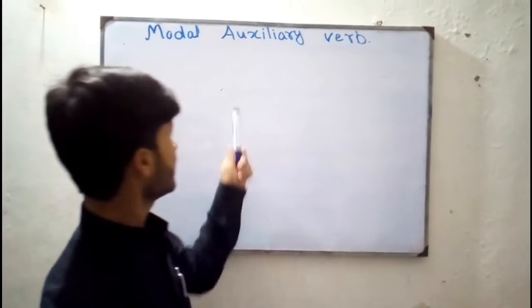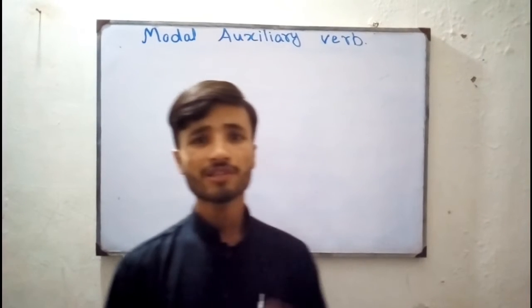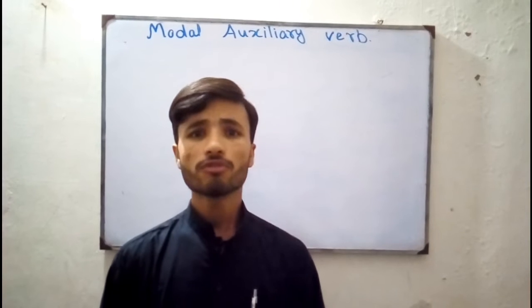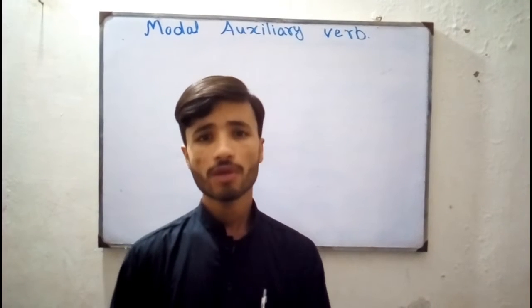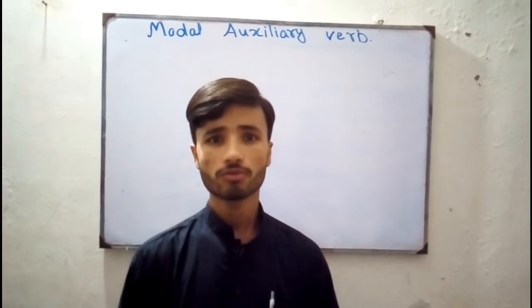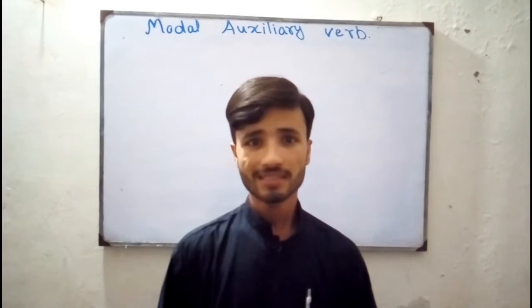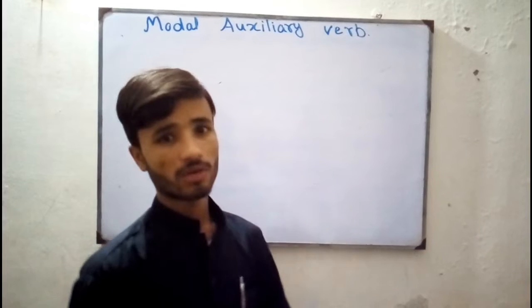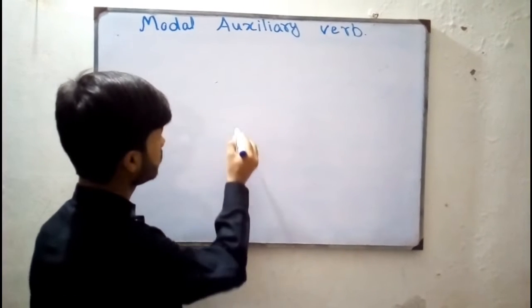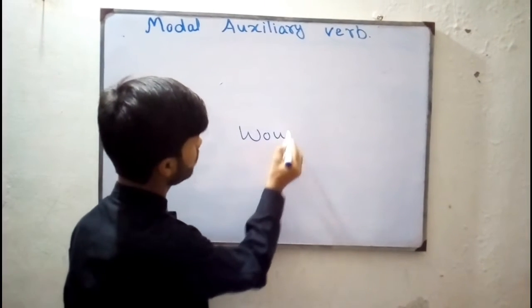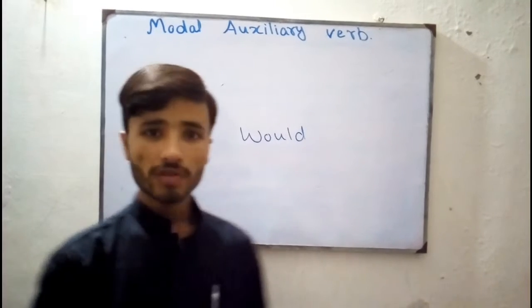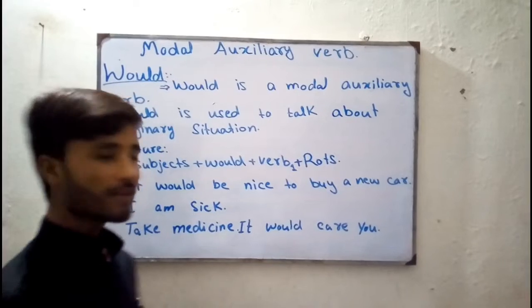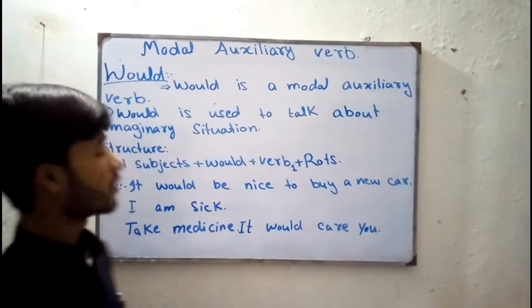So the topic is modal auxiliary verb. Guys, I have already explained 3 modal auxiliary verbs in previous videos. The link of those videos is given in the description. If you haven't watched those videos, you can watch them from the description. Is this clear, guys? Today I am going to explain another modal auxiliary verb, which is would. So let's come to the topic.